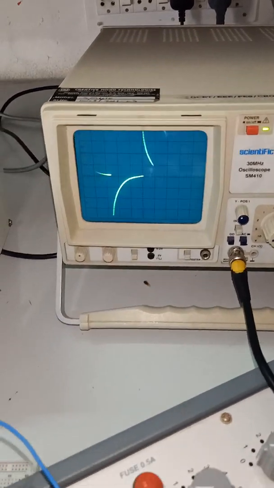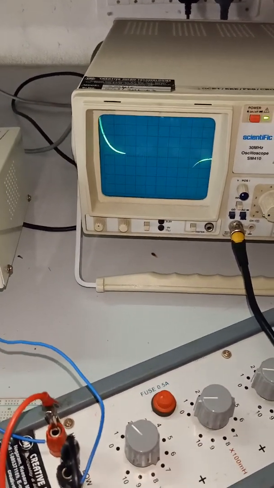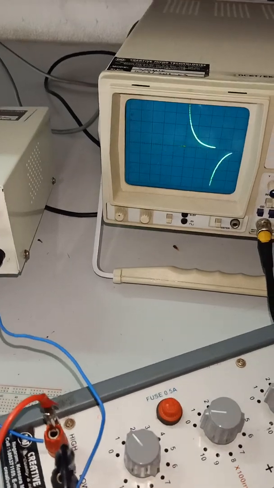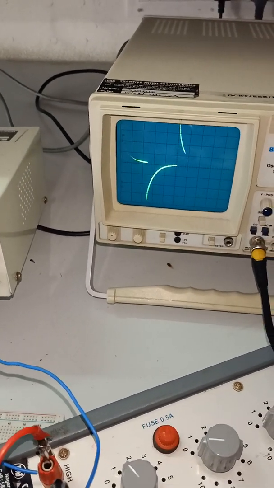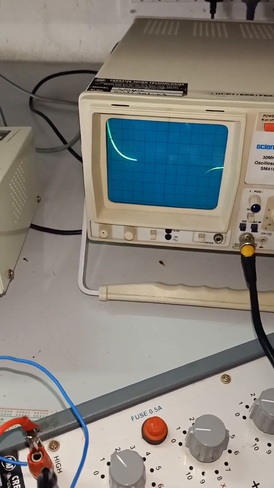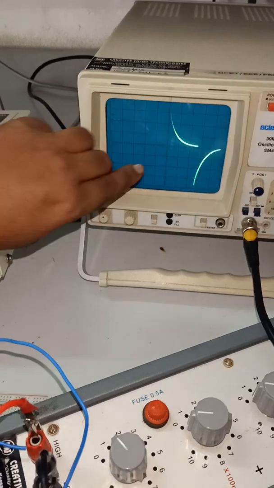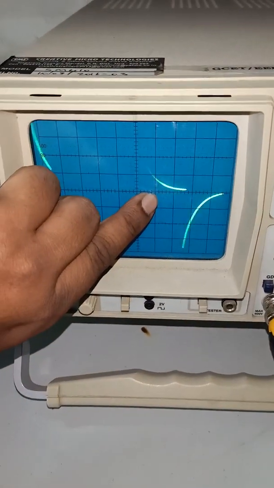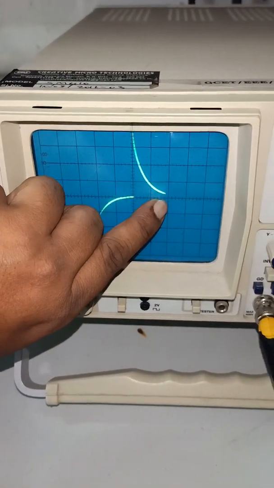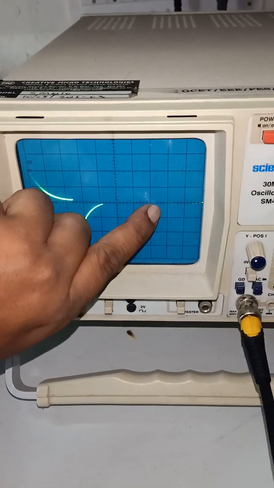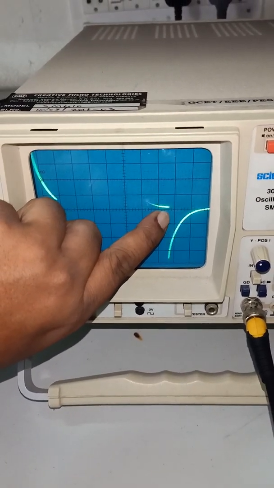For this output voltage waveform, we have to determine what voltage is available in the inductor at 1 millisecond, at 2 milliseconds, at 3 milliseconds, at 4 milliseconds, and at 5 milliseconds.